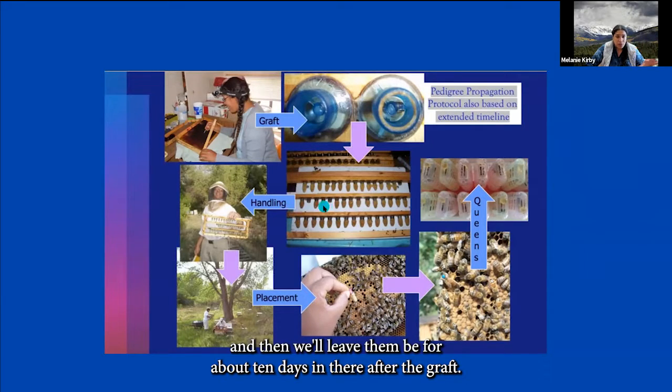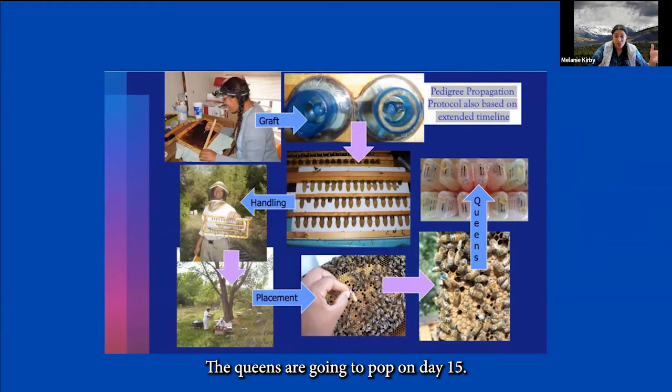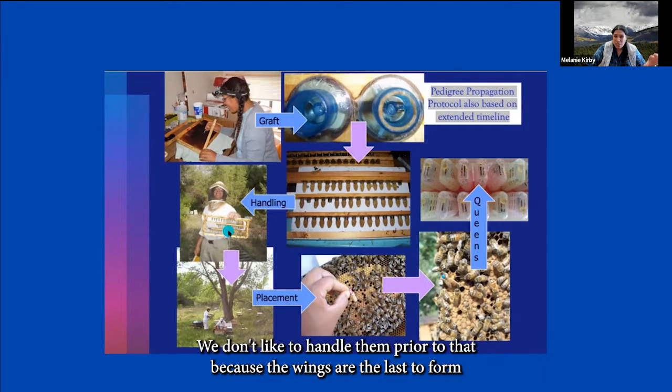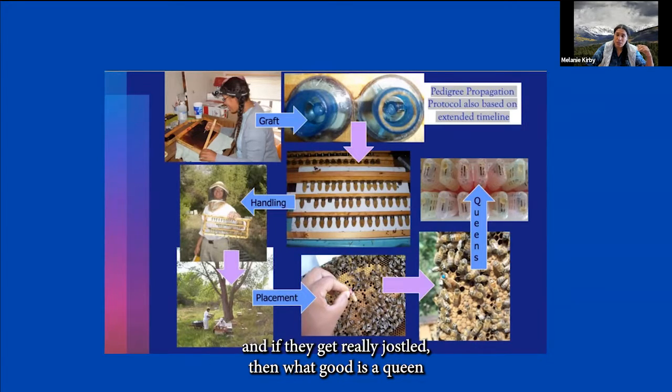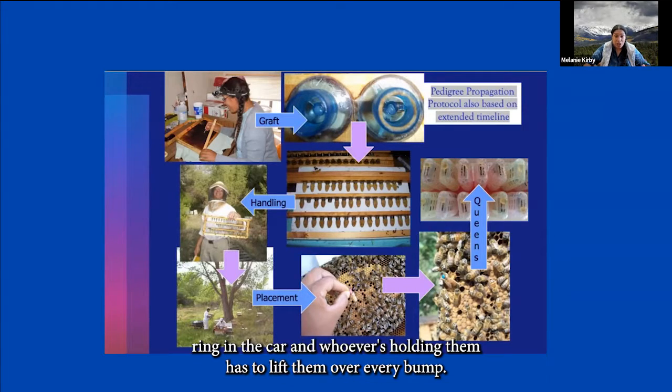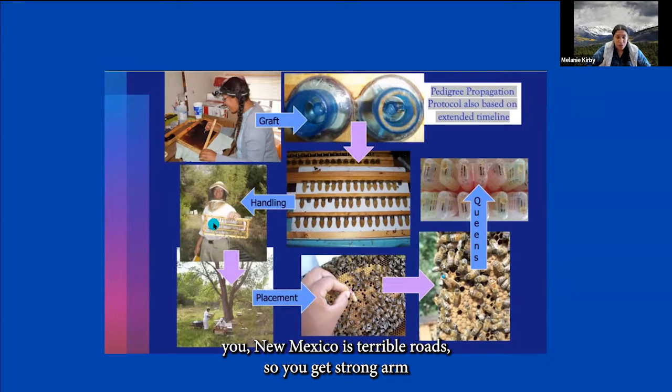And then we'll leave them be for about 10 days in there after the graft. That means they're now day 13. The queens are going to pop on day 15. So on day 13 is when we start making nukes, and then we take these queen cells out. We don't like to handle them prior to that because the wings are the last to form. And if they get really jostled, then what good is a queen that can't fly if her wings are rubbed off? So we carry them out in a little cooler, and also put them on a little swim ring in the car, and whoever's holding them has to lift them over every bump, which, let me tell you, New Mexico has terrible roads, so you get strong arms doing that.